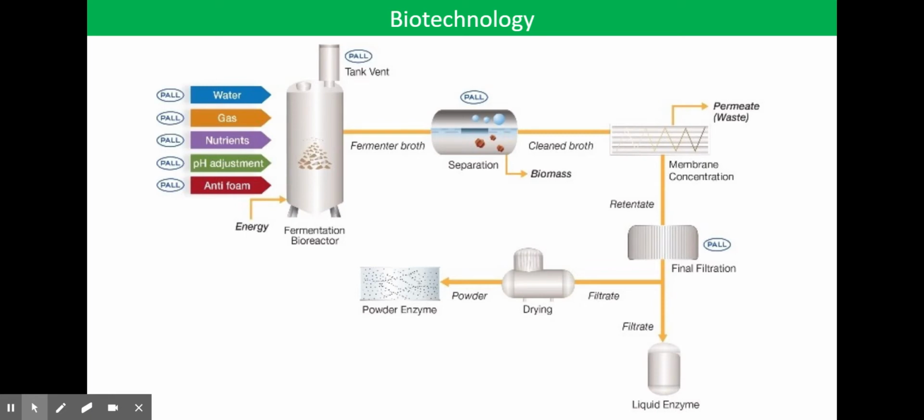Now, the conditions that need to be controlled include temperature. You don't want it to be too hot or the enzymes will denature. You don't want it to be too cold or growth will be limited. Nutrient availability. So you need those microbes to have a supply of carbon, nitrogen, minerals, vitamins, so that they can grow and synthesize the product you want. You need good oxygen availability, because most of the microorganisms you want respire aerobically.